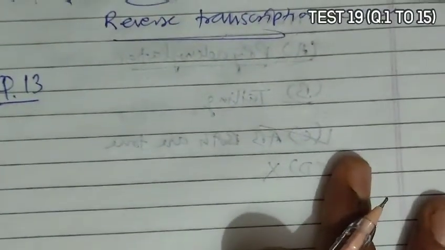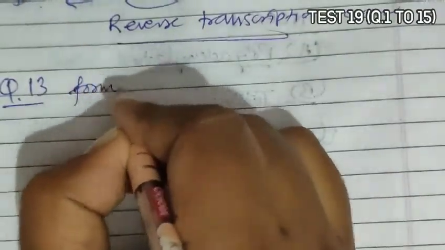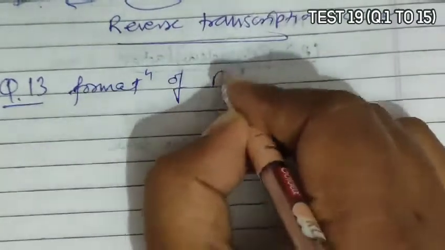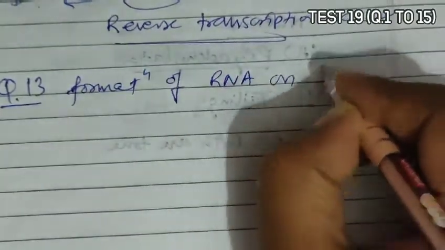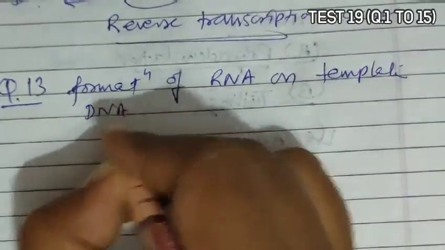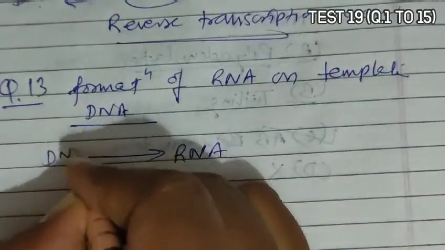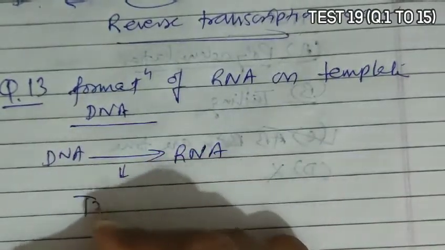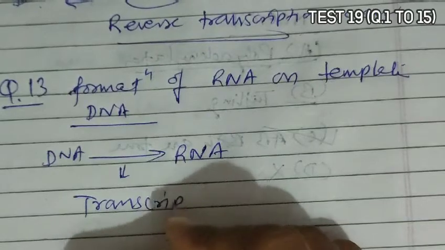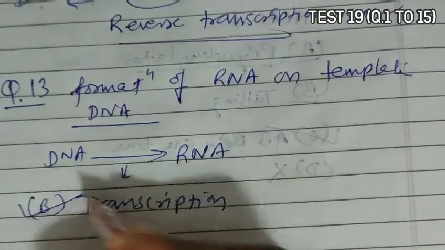Question 13 asks that formation of an RNA strand on template DNA is. Now formation of RNA from the template DNA, this process is known as transcription. So B is the correct answer.